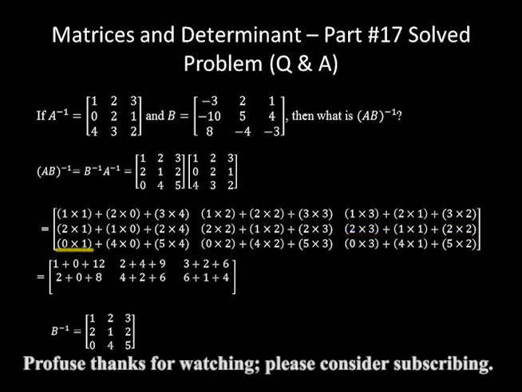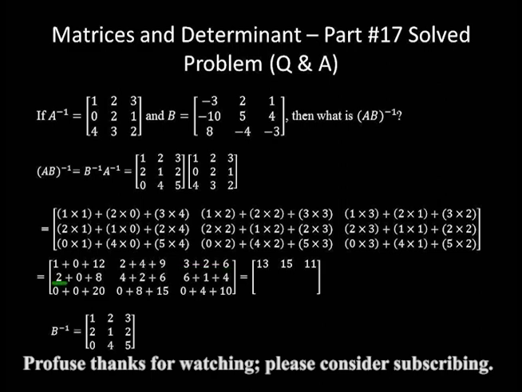0 times 1 is 0 plus 4 times 0 is 0 plus 5 times 4 is 20. 0 times 2 is 0 plus 4 times 2 is 8 plus 5 times 3 is 15. 0 times 3 is 0 plus 4 times 1 is 4 plus 5 times 2 is 10. 1 plus 0 plus 12 gives us 13. 2 plus 4 plus 9 gives us 15. 3 plus 2 plus 6 gives us 11.